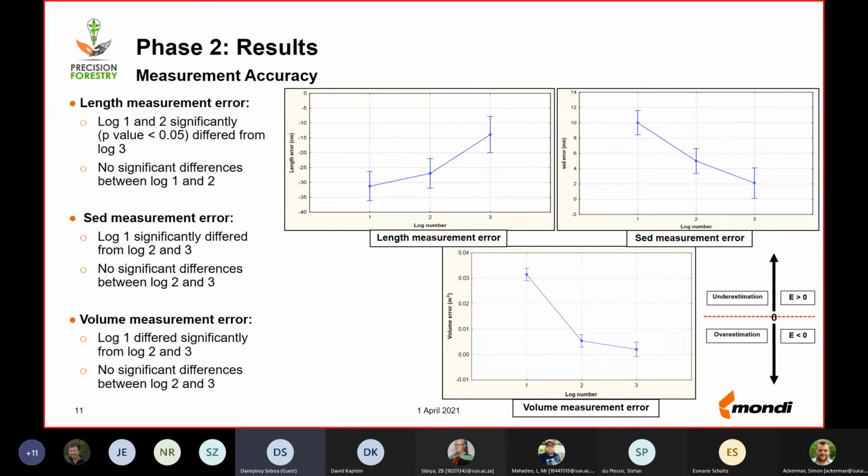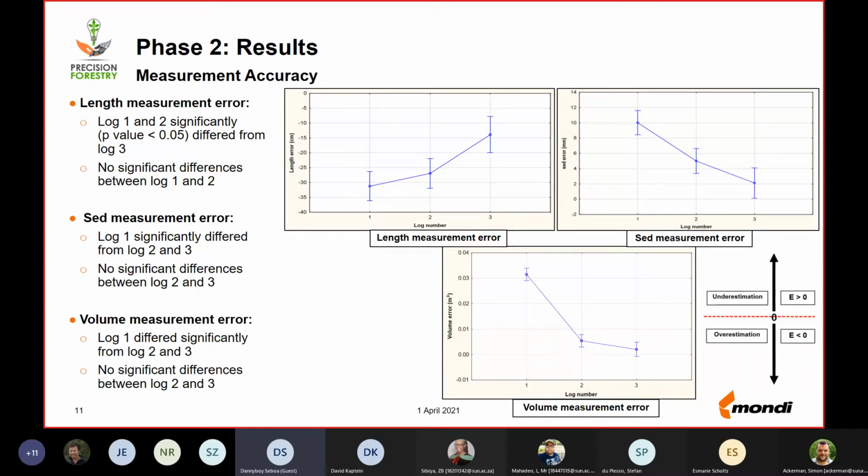And then if you look at your small end diameter measurement error, we also found log 1 differed significantly from log 2 and log 3, and no significant differences between log 2 and log 3. Similar finding with log length measurement error, whereby your first log processed has the highest measurement error, lowest accuracy, and then the third log processed having the highest accuracy.